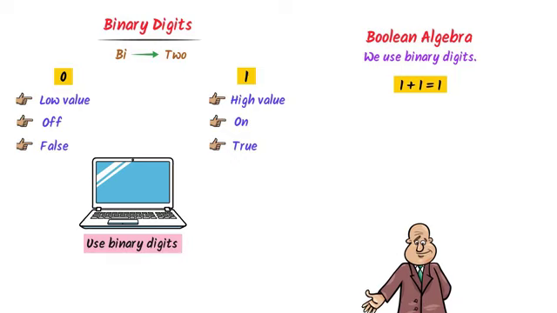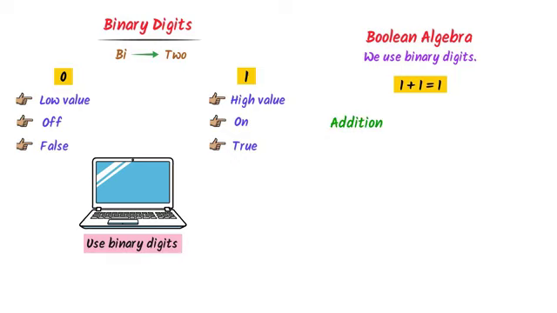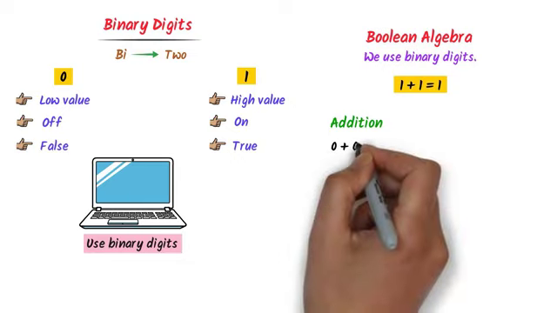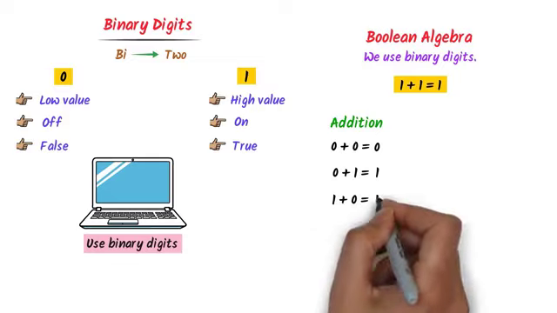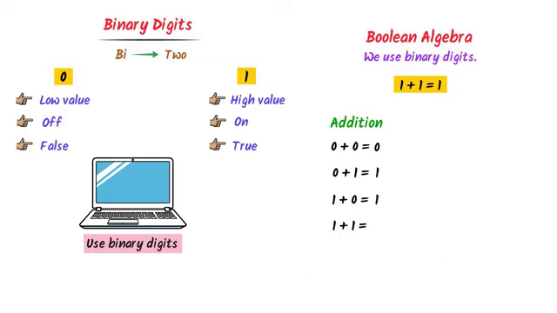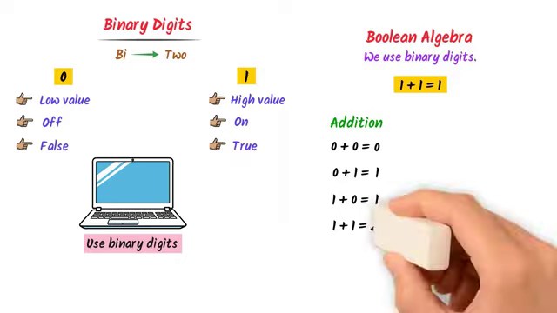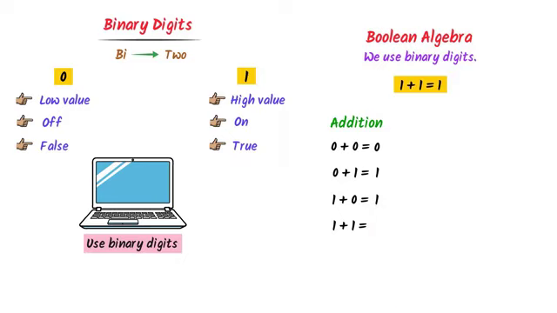For example, consider addition of binary digits in Boolean algebra. We know that 0 plus 0 is equal to 0. 0 plus 1 is equal to 1. 1 plus 0 is equal to 1. 1 plus 1 is equal to 2. But in Boolean algebra, there is no such digit like 2. So 1 plus 1 is equal to 1.